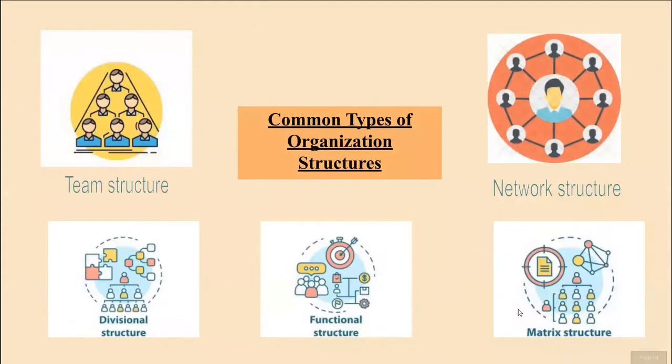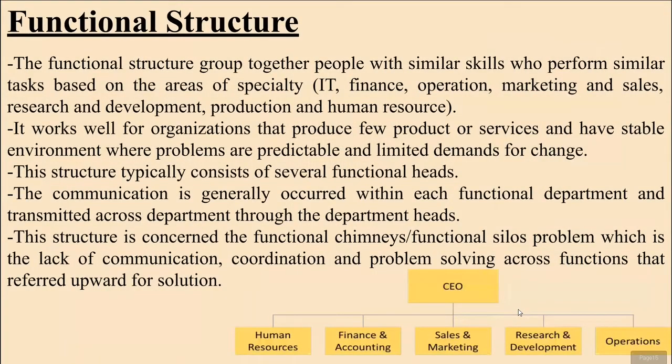So now I will move on to the common types of organization structure, which are functional structure, divisional structure, matrix structure, team structure, and network structure. Firstly, we see the functional structure, which groups together people with similar skills who perform similar tasks based on their specialties, such as IT, finance, operation, marketing, human resource, and so on.